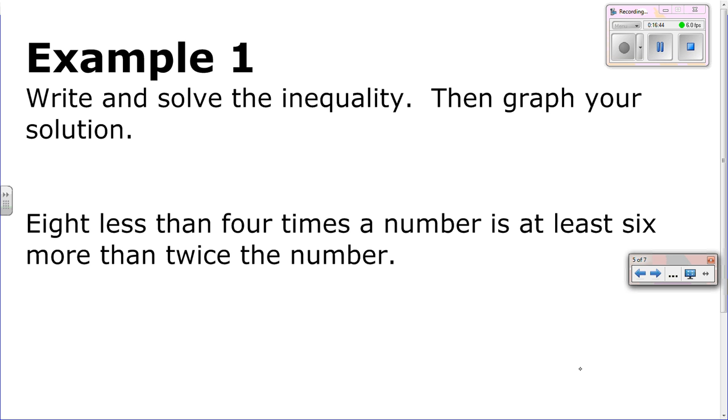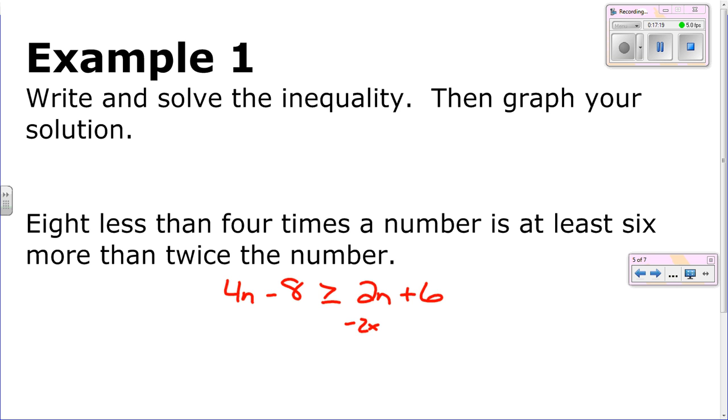Example 1, write and solve the inequality, then graph your solution. 8 less than 4 times a number. That gives us 4n. 8 less than that would be minus 8 is at least. Now at least is a keyword, and that means that it's going to be greater than or equal to 6 more than twice a number. Twice a number is 2n. 6 more than that would be plus 6.